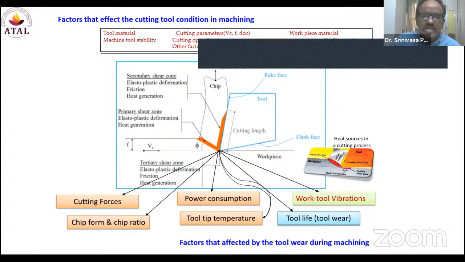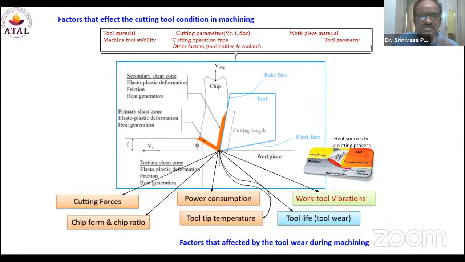Then we'll try to use a sensor so that you can capture particular information. If you are able to collect the information of the output process variables, it can be forces in the cutting, it can be chip formation, stresses and strains during the chip formation, power consumption, temperatures during the cutting, tool life, or tool vibrations. Now, if I talk about tool life, it will be expressed in terms of tool wear.